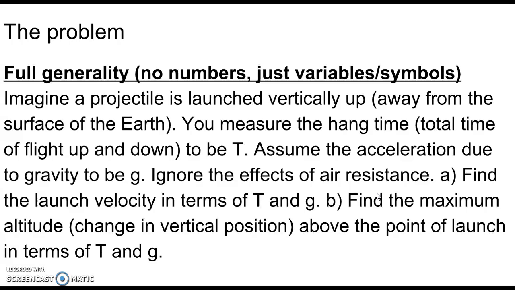So here we go. We're going to launch a projectile vertically up, away from the surface of the Earth. You measure the hang time, the total time of flight up and down, to be capital T. We assume the acceleration due to gravity to be g. Ignore the effects of air resistance. For part A, we find the launch velocity in terms of T and g. And for part B, we find the maximum altitude, the change in vertical position above the point of launch, in terms of T and g.